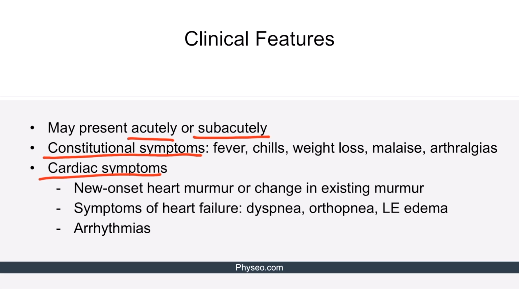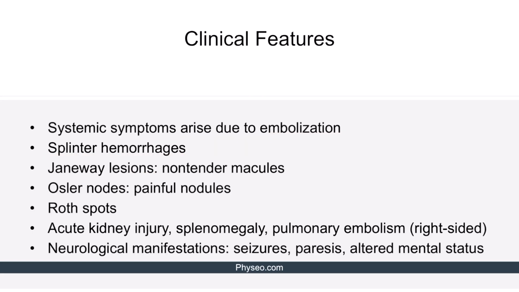Patients may also present with signs and symptoms of heart failure such as dyspnea, orthopnea, and lower extremity edema. Heart failure arises in patients with endocarditis mainly due to valvular insufficiency that causes volume overload within the heart. Arrhythmias, such as heart block, can arise in patients who develop a perivalvular abscess. Infective endocarditis can cause many systemic manifestations due to septic embolization. Splinter hemorrhages of the nails are seen in patients due to microembolization and occlusion of capillaries.